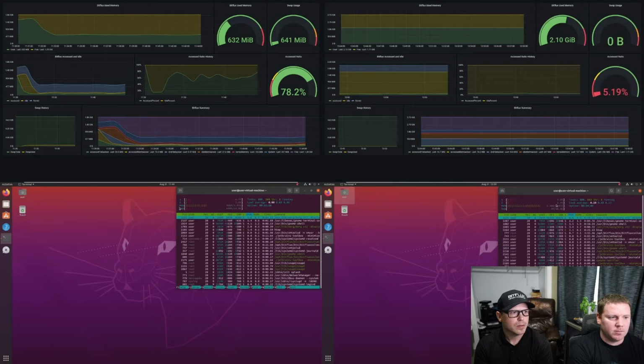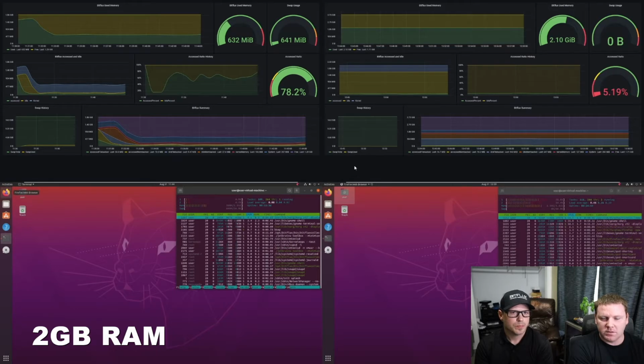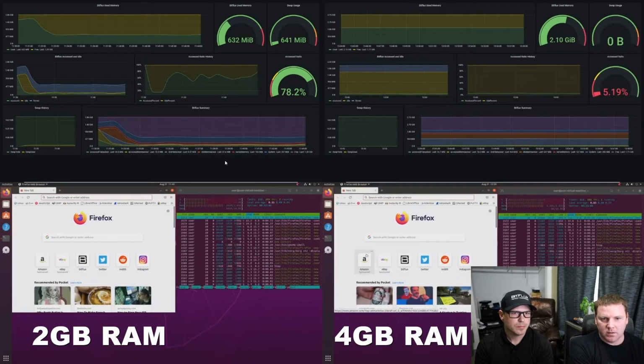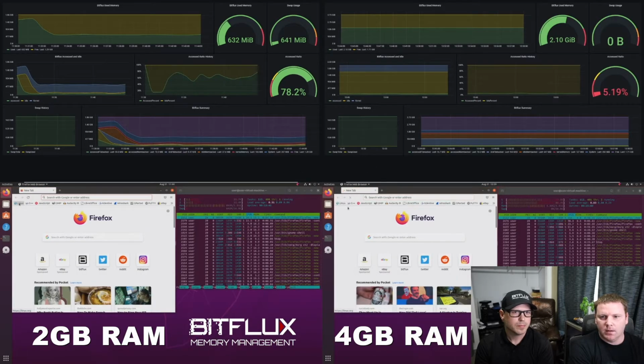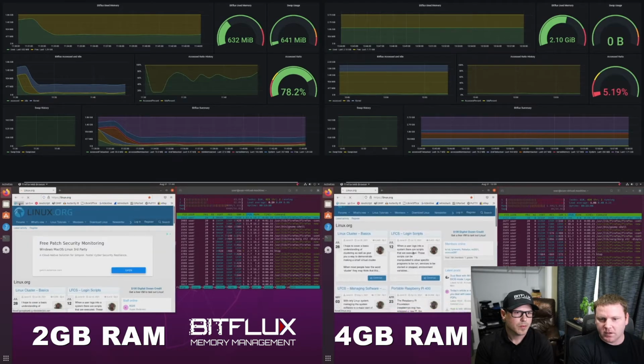Okay. This is an experiment that you set up, Bill. So I'll let you talk about the tenets of it, but I'm just going to describe what we're seeing here. On the left is a machine with 2 GB of RAM, and on the right is a machine with 4 GB of RAM. The only other difference between these two virtual machines is that the one on the left is running Bitflux. You want to describe what they're going to do?